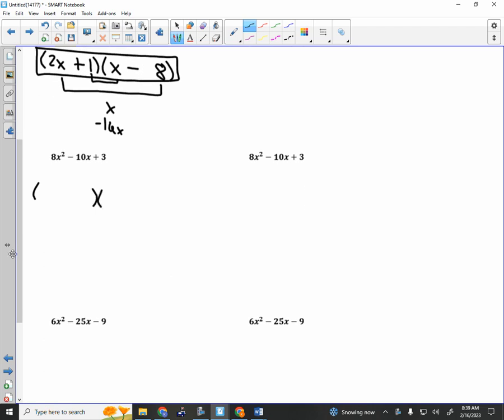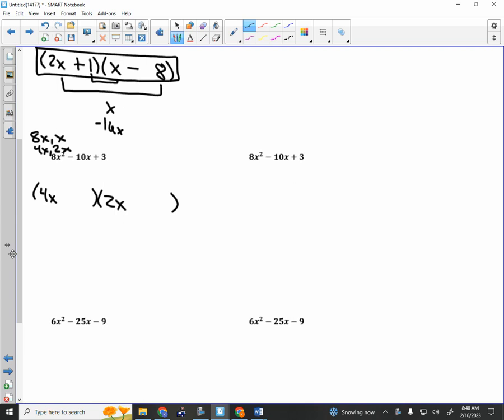Oh boy, now I've got 8x squared out front. What multiplies to 8x squared? I've got 8x and 1x, or I've got 4x and 2x. Which one do you want to try? Do you want to try the 8x and the x, or the 4x and the 2x? Okay, we'll try the 4x and the 2x. And then I have... No, only one of them works.